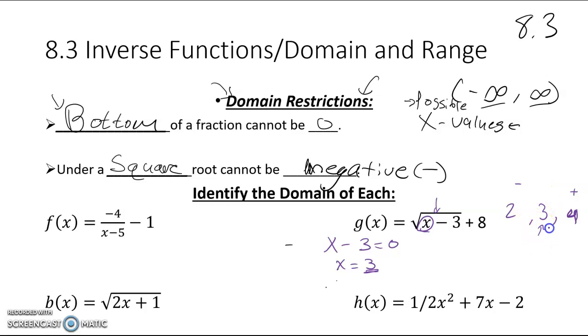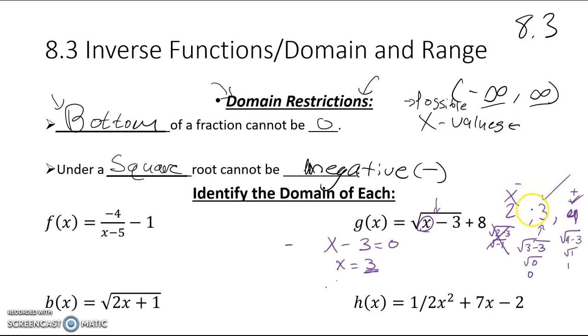If I plug in 3, I get the square root of 3 minus 3, which is the square root of 0, which is 0, which works. I can take the square root of 0. So 3 is okay. I can plug in 3. If I take 2 minus 3, I get the square root of negative 1. Now again, that's a negative. I cannot have that. So I cannot plug in 2, and therefore I can't plug in any numbers that are less than 3, all right? And then from there, I go 4 minus 3, that gets me the square root of 1, which is 1. That's acceptable. I can plug that in.